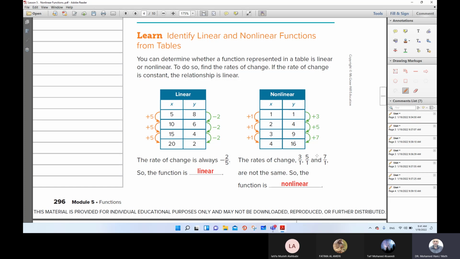It means we don't have a constant rate of change. So the rates of change 3 over 1, 5 over 1, and 7 over 1 are not the same. So the function is non-linear.